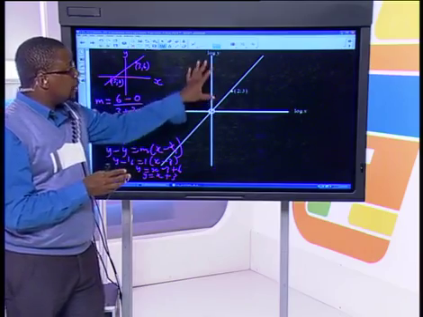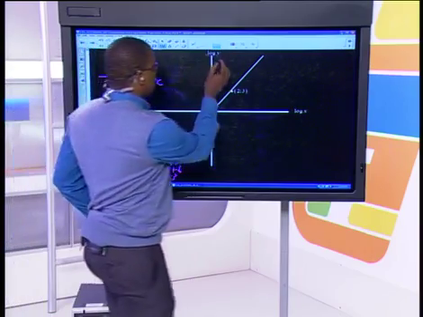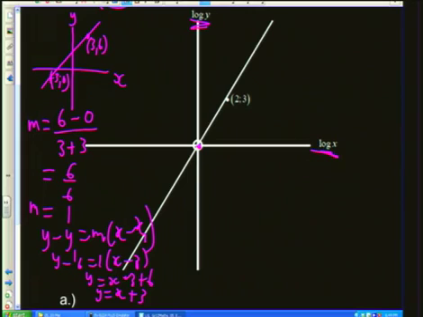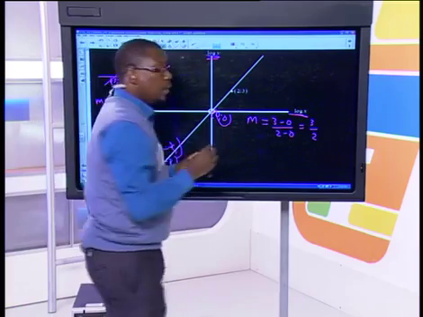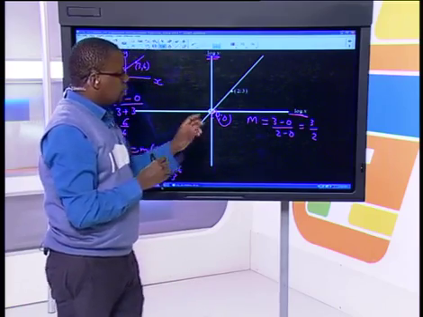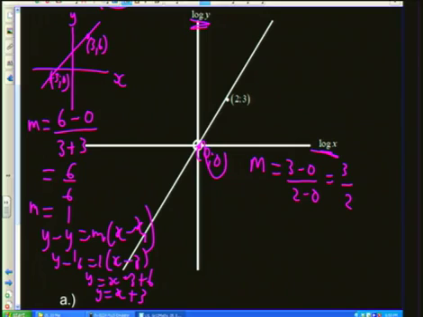But in this case, we're looking at the relationship between log y and log x. So the gradient of this graph will be change in y over change in x. So you've got 0 and 0 here. So the gradient will be 3 minus 0 divided by 2 minus 0, and we get 3 divided by 2. So the gradient is 3 divided by 2. Now if we had a y-axis and this is the x-axis, then our equation was going to be y equals 3 over 2 x plus 0, which is your y-intercept.